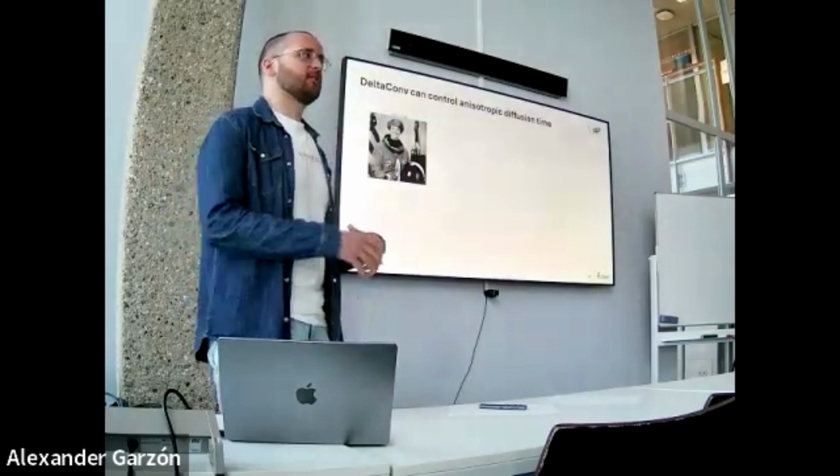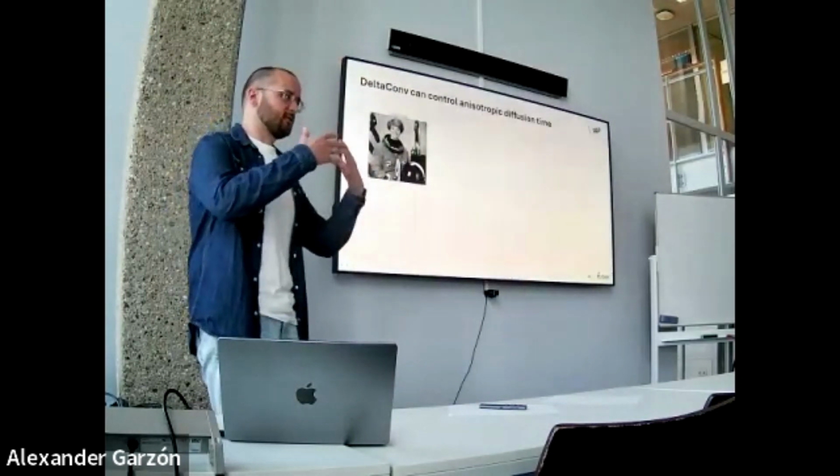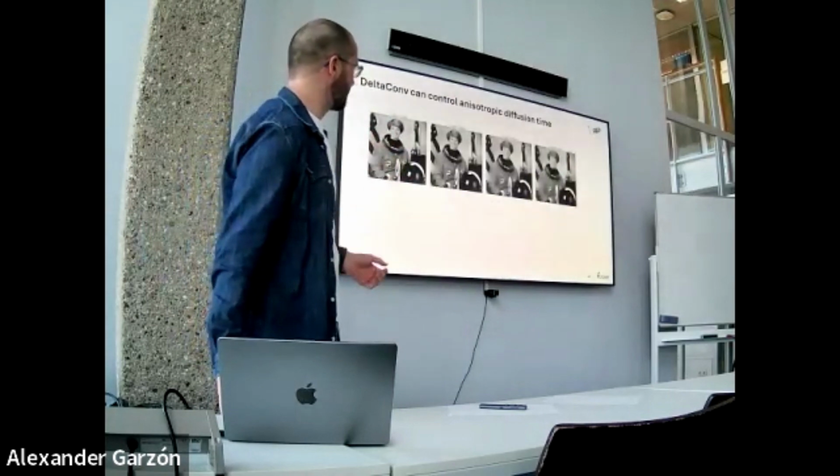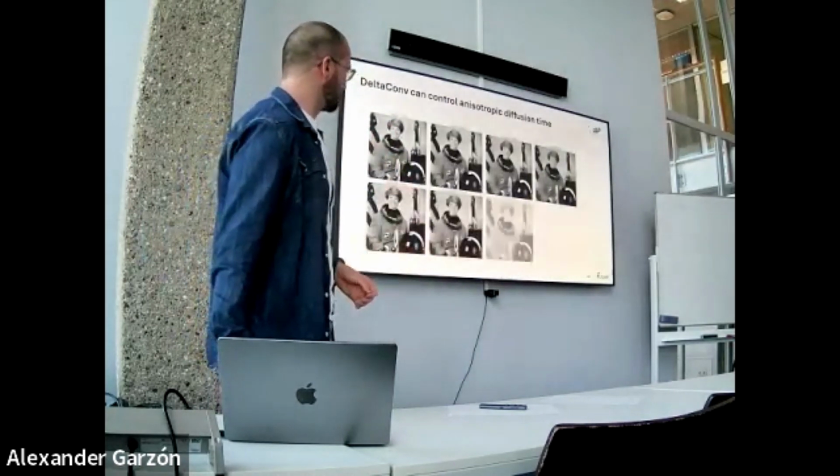And as I said, we can also approximate different diffusion times. So if we overfit on several types of sets, we can approximate those as well.